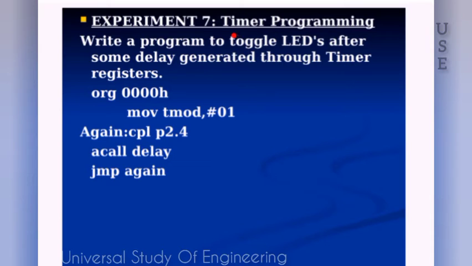Toggle LEDs, we have done toggle LEDs, right? By introducing some delay with the decrement and jump DJNZ instruction, and we did that by toggling the port LEDs, isn't it? And the same now, what we need to do is toggle the LED after a delay. But the delay now we need to write through these registers. Which registers? Timer registers. So that is our practical number 7.